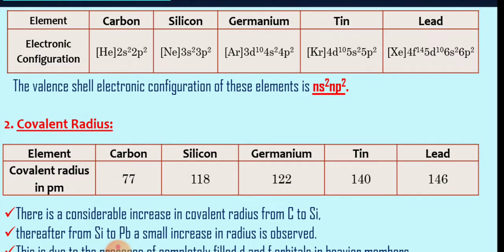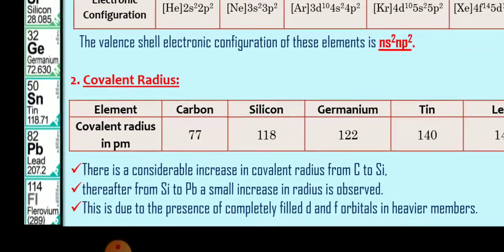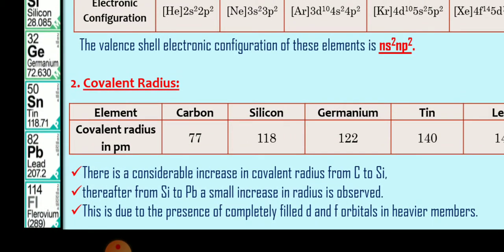But when you look at the values clearly, there is a considerable increase in covalent radius from carbon to silicon. That means from 77 picometer in carbon to 118 picometer in silicon. There is a large difference. But thereafter, from silicon to lead, 122, 140 and 146, there is only a small increase in radius, and this is due to what?